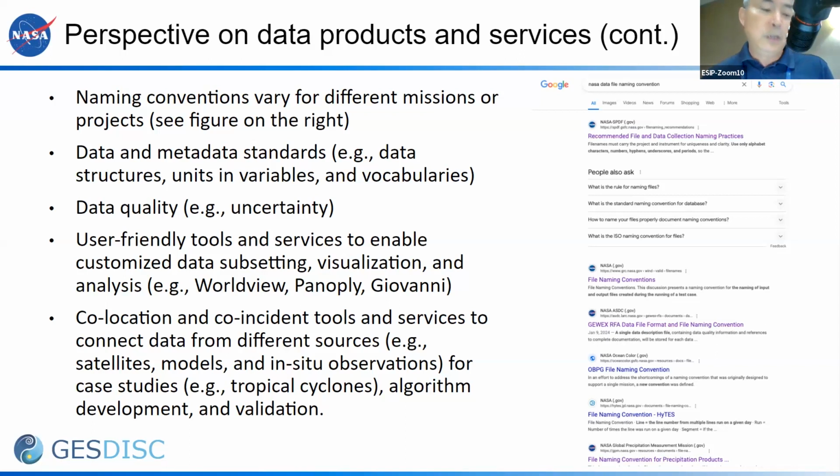And also user-friendly tools and services to enable customized data subsetting, visualization, and analysis, like Worldview. Users probably don't care about the level, whether it's level 2 or level 3 in Worldview, as long as they can see the image. And also data services such as collocation and coincident tools, and services to connect data from different sources like satellites, models, and in situ observations for case studies, such as tropical cyclones.